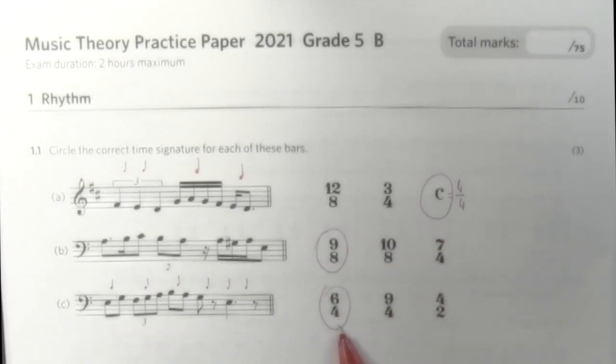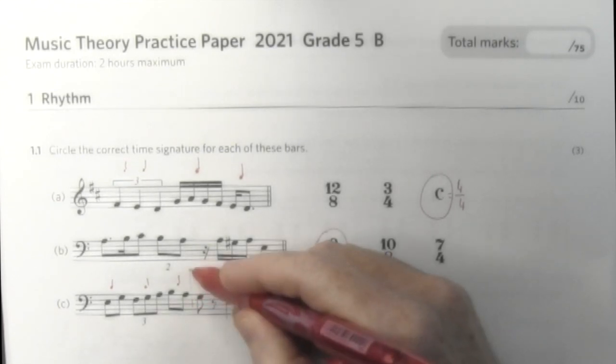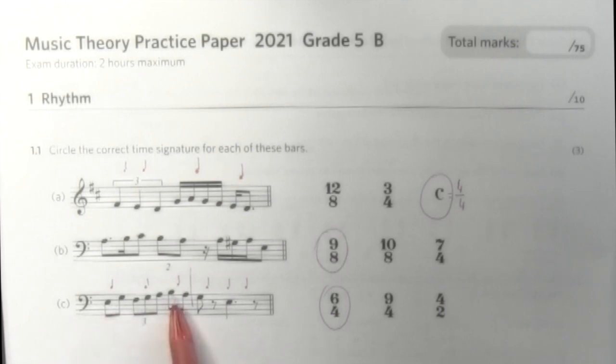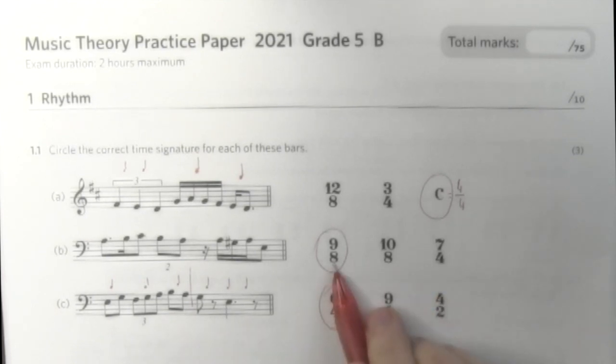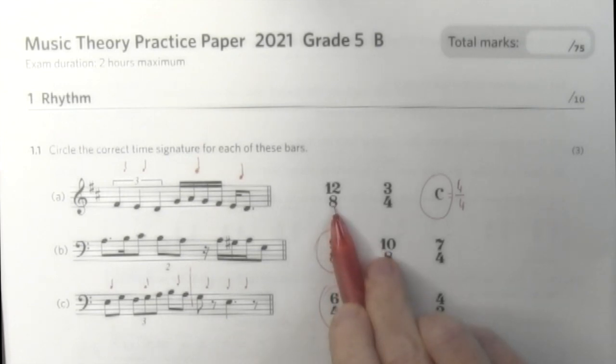Is this simple or compound, by the way? This is compound. 6 is always 3 plus 3. So this is the subdivision. 3 plus 3. It is never 2 plus 2 plus 2. 6 is compound time. It could be 6 crotchets, it could be 6 quavers, it could be 9 quavers or 12 quavers.